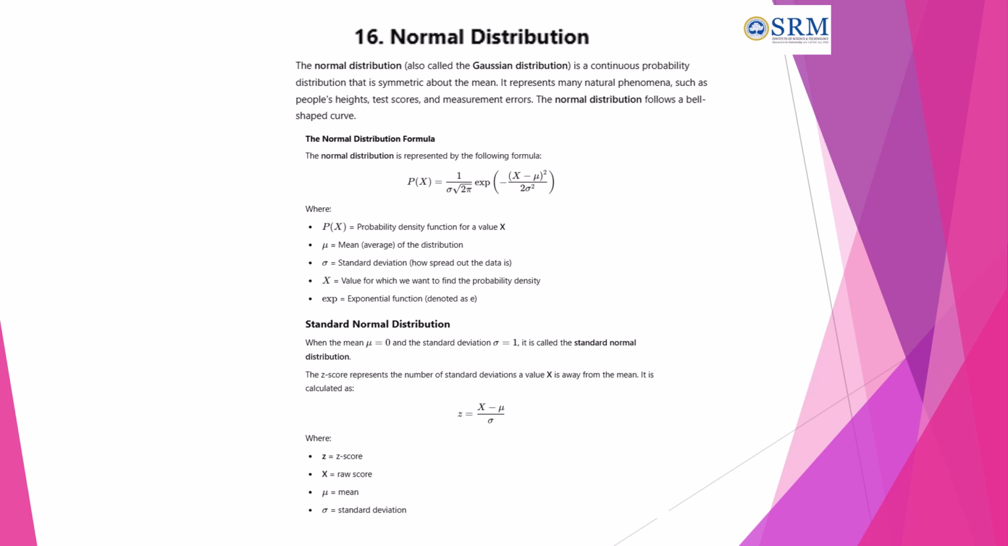There's a special version called the standard normal distribution, where the average is 0 and the spread is 1. To understand where a specific value stands, we use a z-score, which tells us how many standard deviations the value is from the mean. This helps us to compare different values and to find the probabilities easily. The formula is P of x is equal to 1 by sigma root 2 pi, exponential of minus (x minus mu) the whole square divided by 2 sigma square.